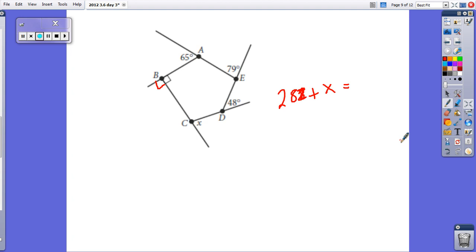I know that all the exterior angles have to add to 360. So I can just set this equation, since I know this will always equal 360. I'm going to subtract 282 from both sides, and 360 minus 282 is 78. So x has to be 78, and the angle would be 78 degrees, but we're talking about x, so we don't need the degree sign.